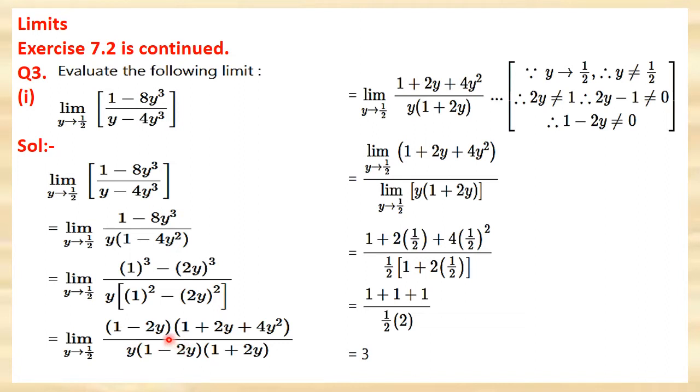Now we can cancel this common factor, and it is non-zero because y tends to 1 by 2. So 1 minus 2y tends to 0. It is not equal to 0. It is only approaching 0. So we can cancel it.